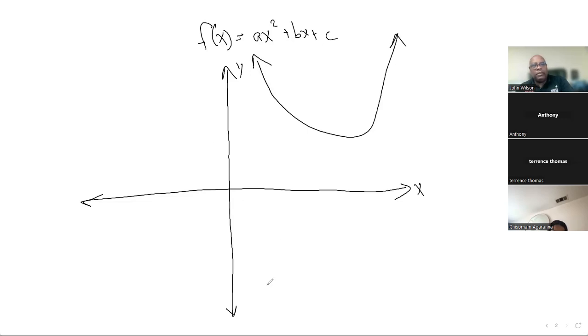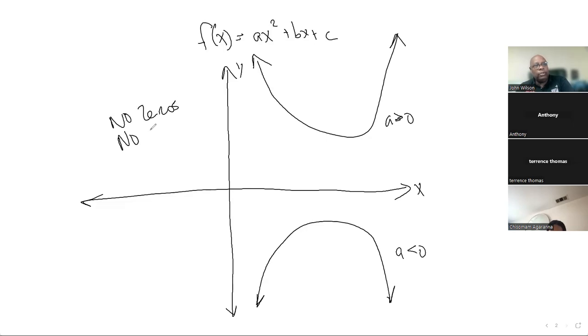Or maybe like this. This is a greater than 0. This is a less than 0. But you can see there's no solutions. Neither of these curves touches the x-axis. So there are no zeros. No solutions.